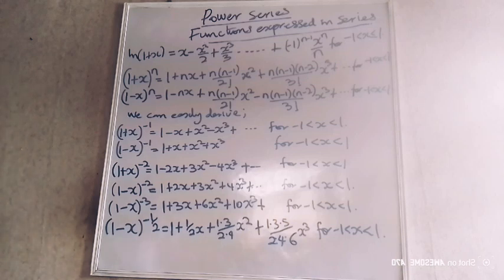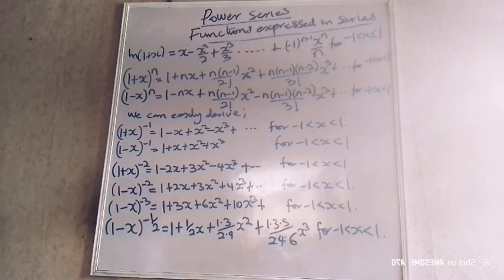So let's look at each. For 1 plus x raised to power minus 1, we are going to have 1 minus x plus x squared minus x cubed, and it continues like that. Remember, for minus 1 is less than x and x is less than 1. 1 minus x raised to power minus 1 is going to give us 1 plus x plus x squared plus x cubed, and so on, for minus 1 is lesser than x and x lesser than 1.